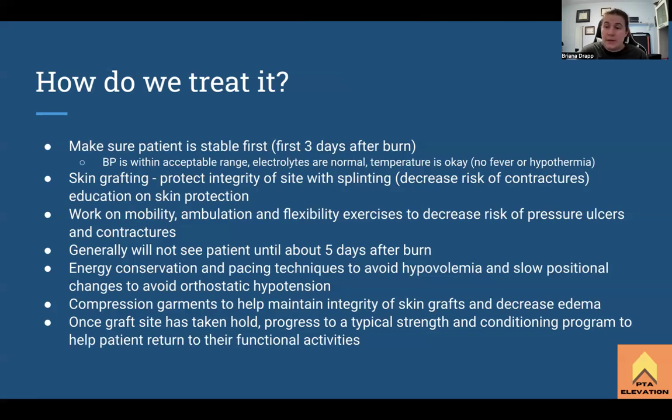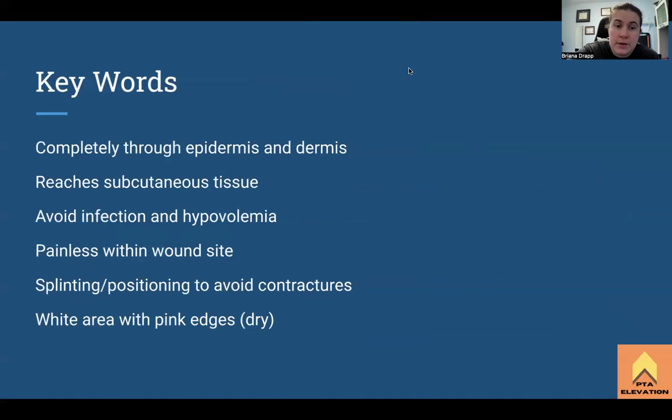So once everything's stable, we're in those chronic phases of the burn, then we're back to a normal strength and conditioning. But once everything has taken hold and it's doing good. So keywords, the epidermis and the dermis are gone. The subcutaneous tissue is exposed. We want to avoid infection and avoid hypovolemia, so making sure they have plenty of fluids and watching for orthostatic hypotension and stuff. Painless within the wound site. So when you touch inside the wound site, there's no pain because the nociceptors are gone, aka pain receptors.